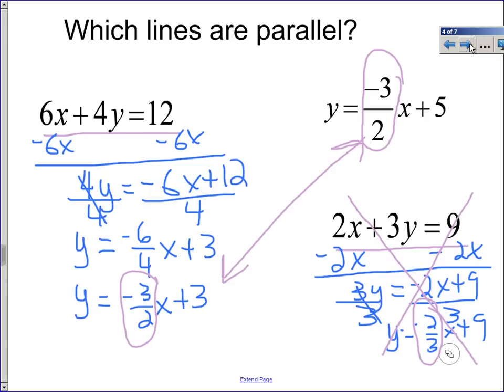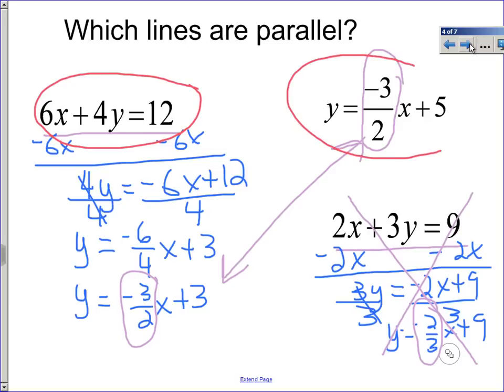And the answer would be 6x plus 4y equals 12 is parallel to y equals negative 3/2 x plus 5, because the slopes for each of these equations is identical.